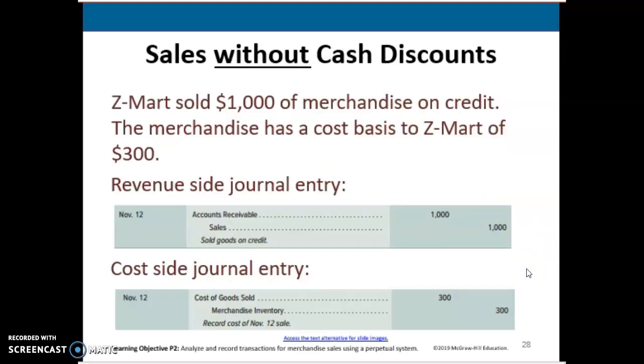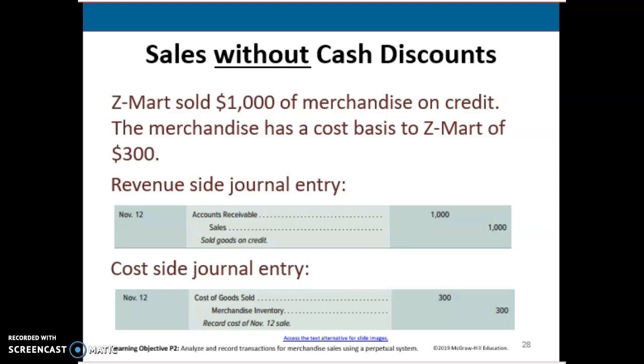All right, so here's a sale without a discount. So it says Z-Mart sold $1,000 of merchandise on credit. The merchandise has a cost to Z-Mart of $300. So we're selling it to our customer for $1,000, but we paid $300 for it. Remember, the intent of selling a product is we have some kind of a profit margin, right? We are increasing the cost we paid for it and making a profit from our customer. So that's what they were doing here. We paid $300. We're selling it to them for $1,000.